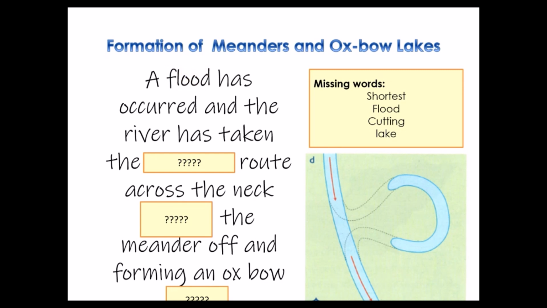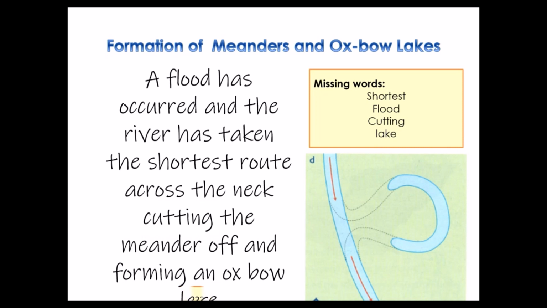Okay, so a flood has occurred. So it's worth noting, by the way, before I continue, that a flood is absolutely necessary for that final breakthrough of that neck to get this part of the river moving in a straight direction away from that old meander, which has obviously become an Oxbow Lake. So a flood has occurred and the river has taken the shortest route across the neck, cutting the meander off and forming an Oxbow Lake.